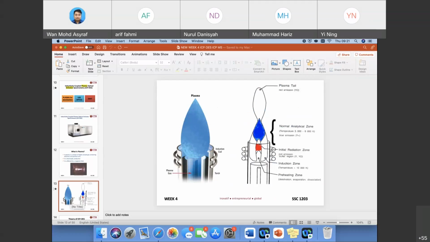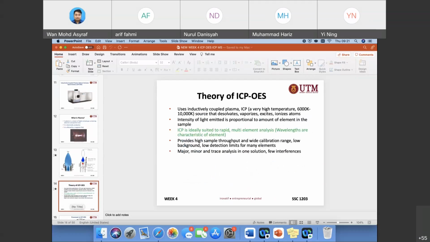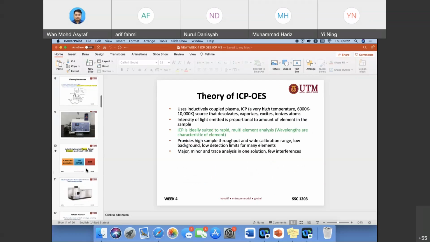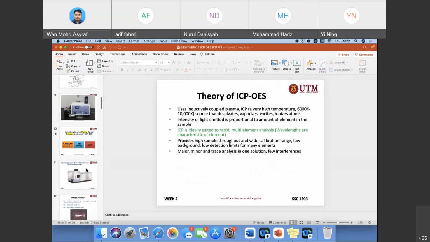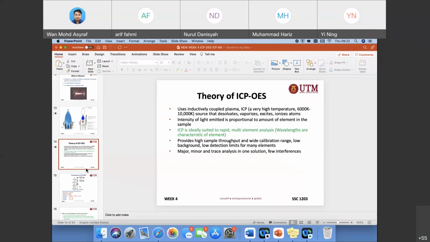All right, so the theory of ICP: you need to know what ICP has, and what the advantages of ICP are on top of the flame photometer, and also what the advantages or disadvantages are for your ICP-MS.